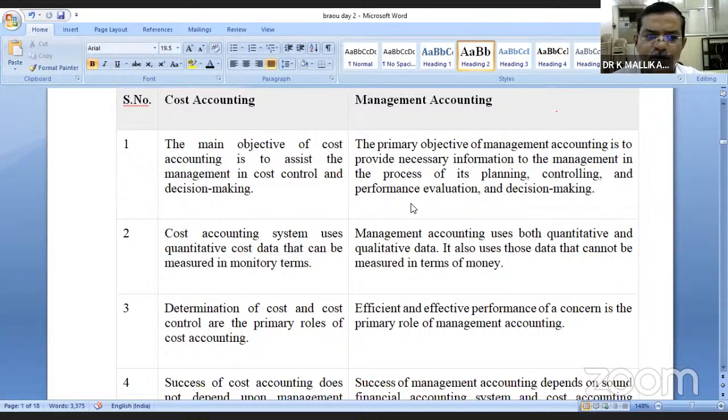The cost accounting system is used for quantitative cost data that can be measured in monetary terms. So it uses only quantitative data, whereas management accounting uses both quantitative and qualitative data.